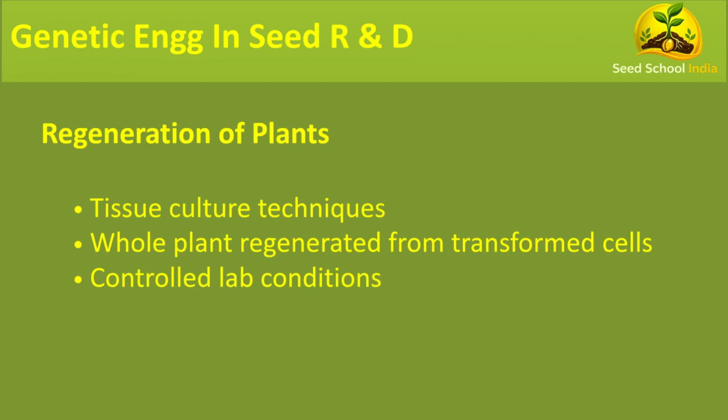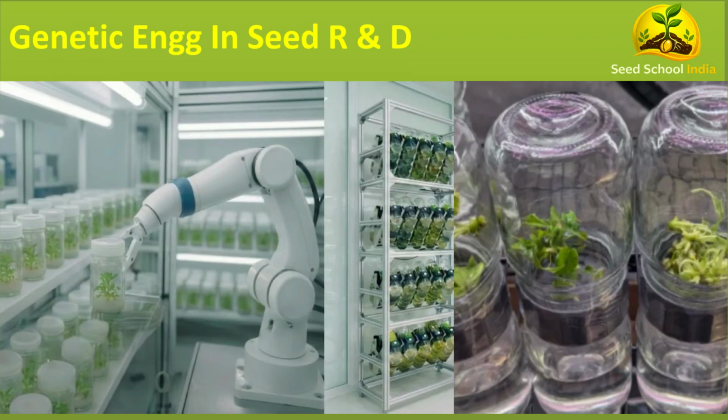The transformed cells are then cultured in a controlled laboratory environment using tissue culture techniques. These cells are induced to develop into whole plants through processes such as organogenesis or somatic embryogenesis. This step is critical for producing fully developed genetically modified plants.